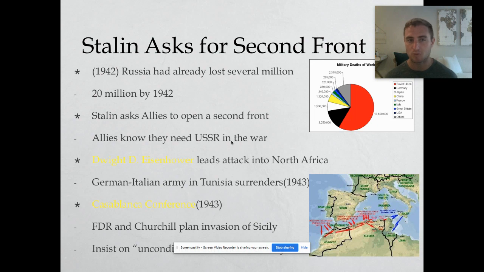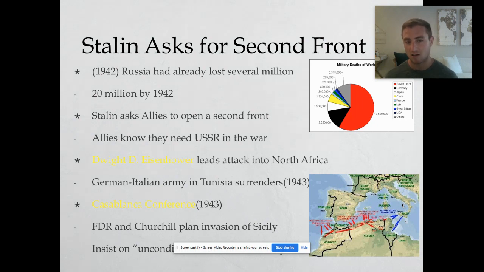And so Stalin desperately asked the Allies to open up a second front. And so we have Dwight D. Eisenhower launch what we call Operation Torch. He's going to lead an attack into North Africa. And that is where they have the Casablanca Conference, which is the discussions of moving into Italy and trying to push the Italians out of the war, and what the British call the attack on the soft underbelly of Europe. And of course, Italy doesn't prove to be a soft underbelly of Europe. It proves to be a real hot point of fighting and violence.